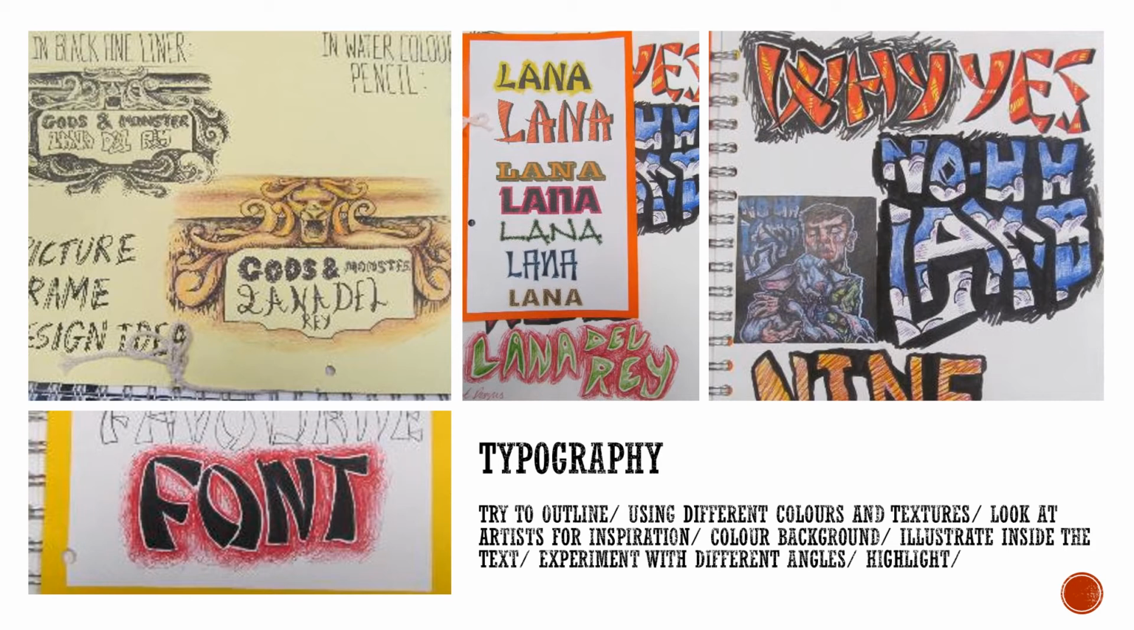Here is an example of one of the students' typography pages within their sketchbooks. You can see where they've experimented with the typography. They've looked at different colours and textures. They've looked at different artists for inspiration. They've thought about what the colour would look like behind the text as well as inside the text. They've illustrated the font styles and experimented looking at different angles or highlighting or adding illustrations with the text as well.